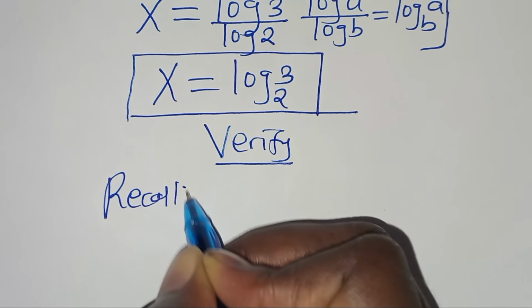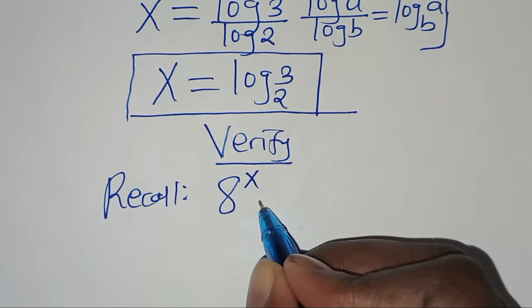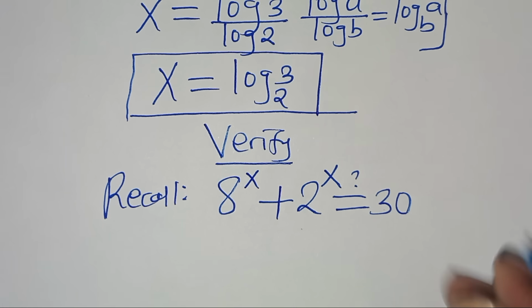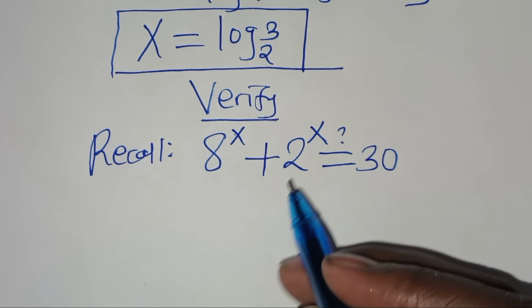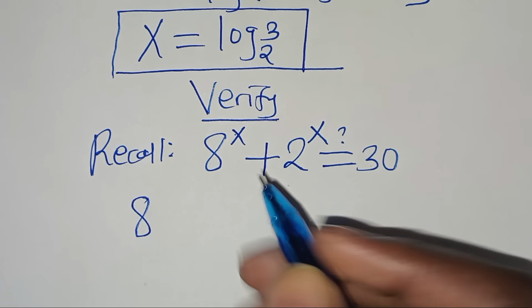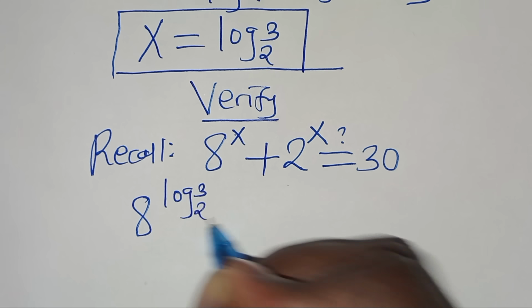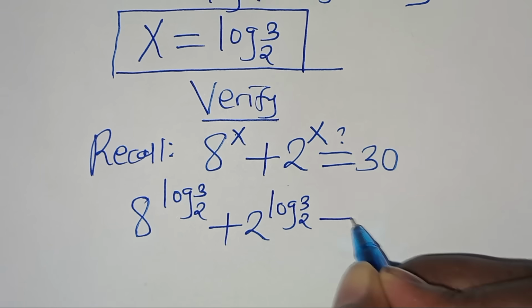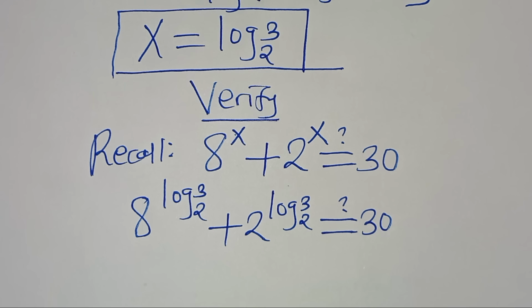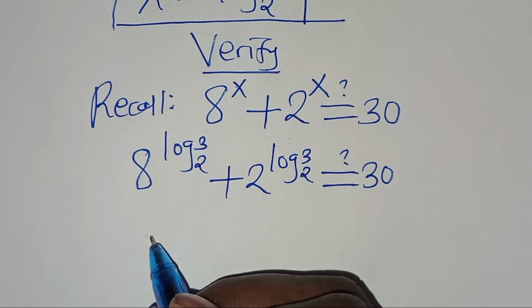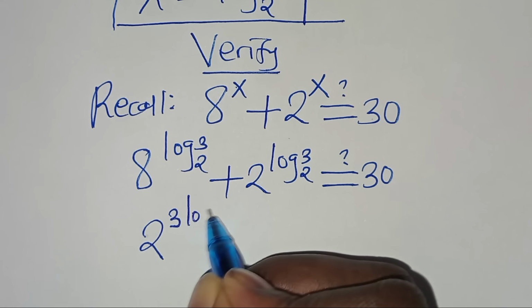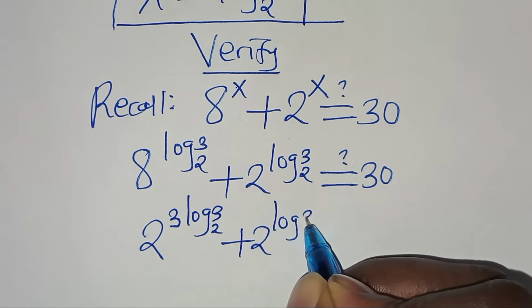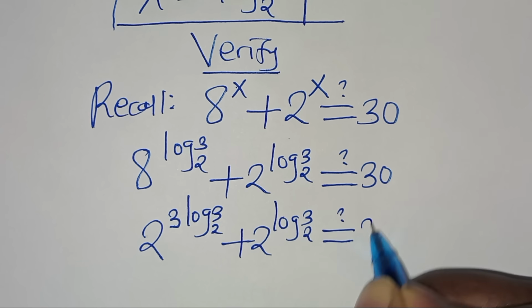If you recall, 8 to the power of x plus 2 to the power of x should give us a value of 30. So let's substitute the value of x, so that we have 8 to the power of log 3 to base 2, plus 2 to the power of log 3 to base 2. This is supposed to give us 30. Now we can express 8 as 2 to the power of 3, so we have 2 to the power of 3 log 3 to base 2, plus 2 to the power of log 3 to base 2.